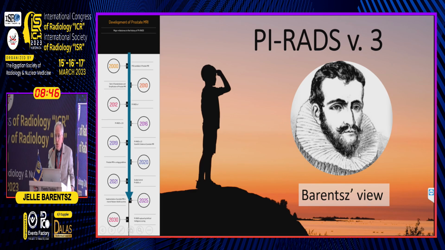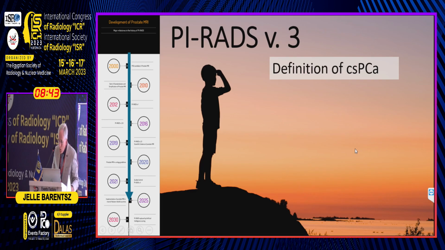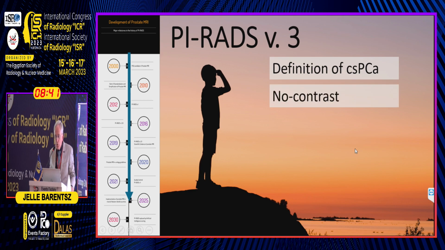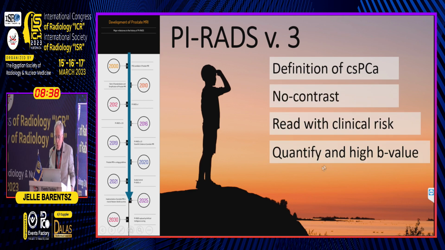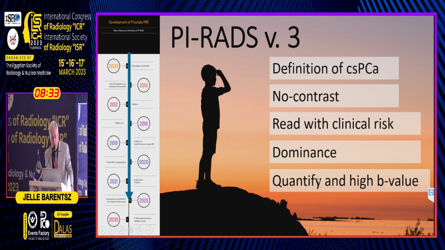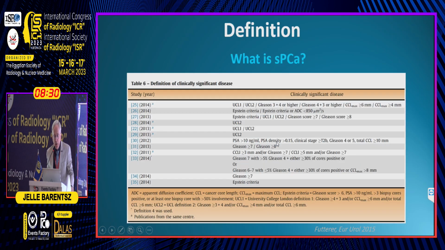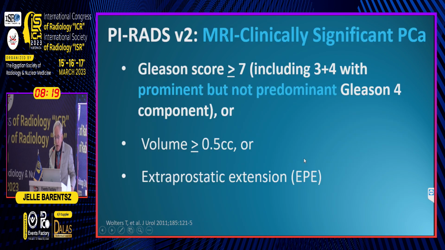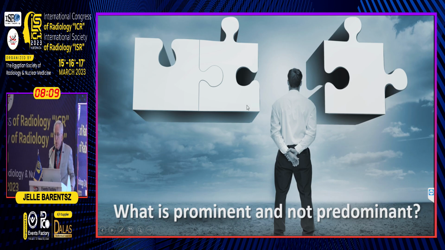PI-RADS 4, the Barentsz view. Definition of clinically significant cancer, contrast and no contrast, read with clinical risk, quantify b-value images, and additional biopsy needed or not. Okay, the definition of clinically significant cancer. There are many definitions of clinically significant cancers, according to the urologist. The definition we use is a Gleason 3 plus 4 or higher. In the PI-RADS, it is meant that you should have a prominent but not a predominant Gleason 4 component.